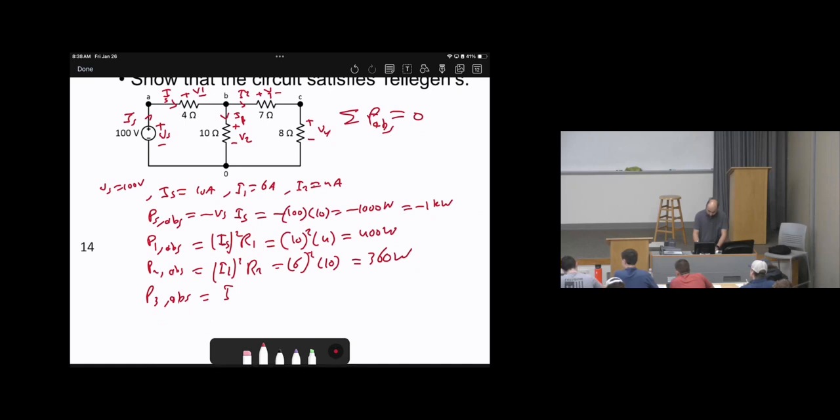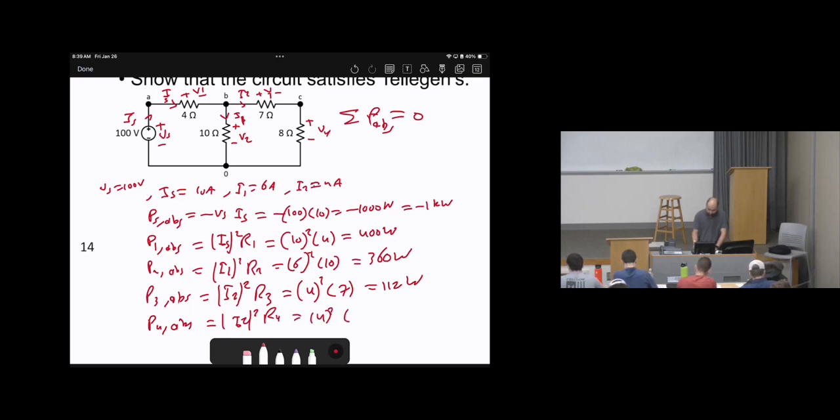Now, the power for element 3 will be I2 squared times R3. Keep in mind, I put the absolute values because I just want to guarantee that it must be positive. I2 we calculated as 4, times R3, which is 7. 4 squared is 16, times 7, which is 112 watts. Now P4 absorbed, this is the last element, will be I2 squared times R4. Then it will be 4 squared times 8, so it will be 128 watts.